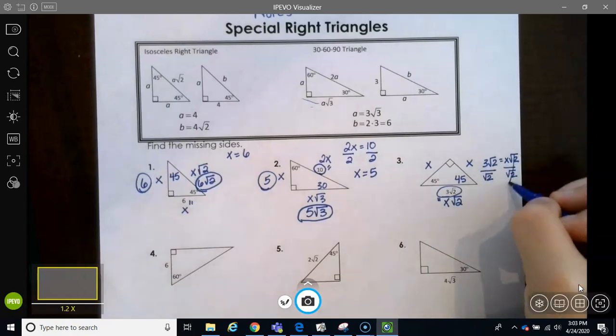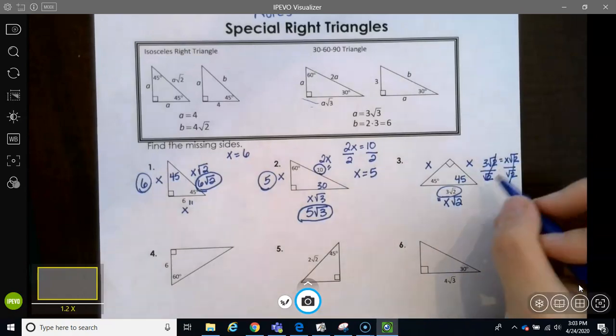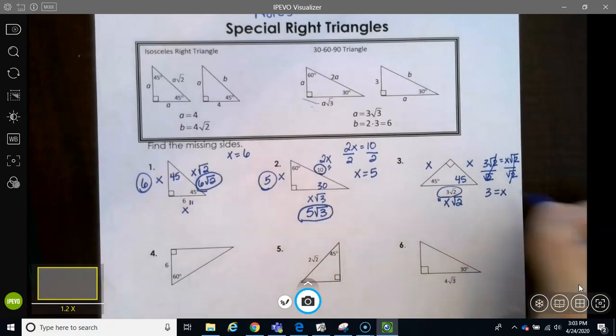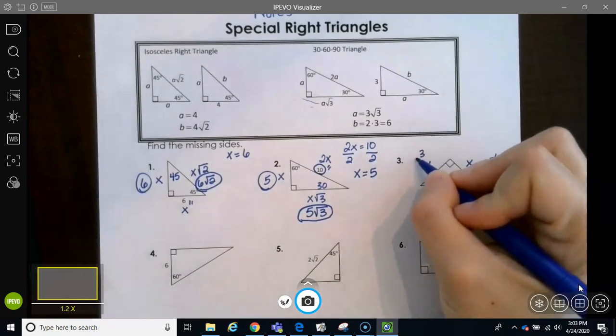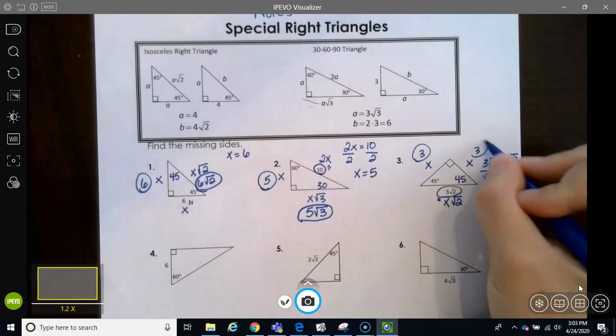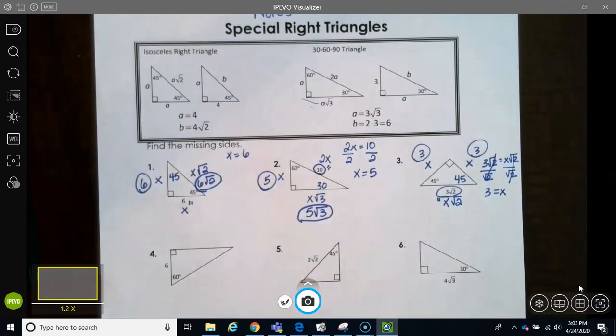And when we do that, these square roots of 2 cancel out, and we're left with X equals 3. So now I can just replace both of these sides, replace this X with 3, replace this X with 3, and so those other two missing sides are both 3.